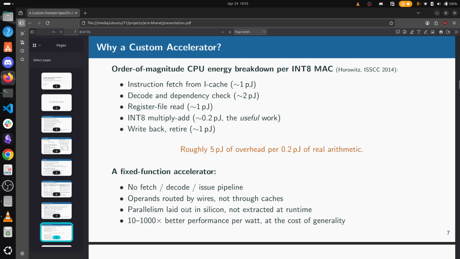So you can expect around 10 to 1000 times better performance per watt, but what you will lose out is generality. You cannot perform arbitrary algorithms on an accelerator, whereas in a CPU you can perform many types of algorithms, addition, multiplication, graphs. But on an accelerator you have to limit your application to maybe one or two use cases only. In return for that, you will get much better performance per watt.